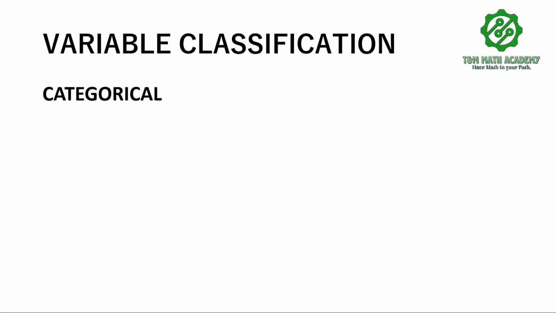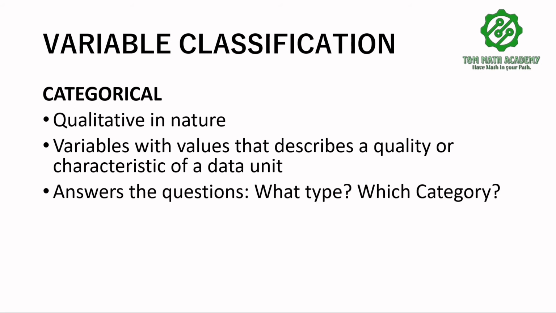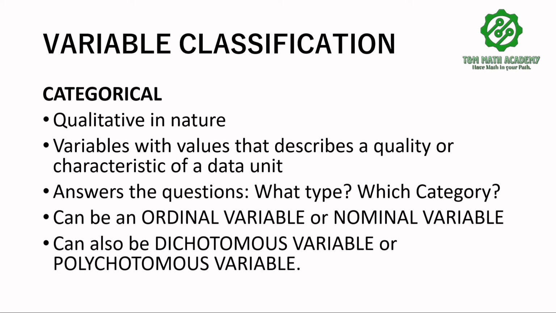Okay, we will proceed now to the next classification, the categorical variable. Categorical variable is qualitative in nature. These are variables with values that describes a quality or characteristics of a data unit. This also answers the question what type or which category, hence categorical. And categorical can be classified into ordinal variable or nominal variable. And also, this can be classified into dichotomous variable and polychotomous variable.